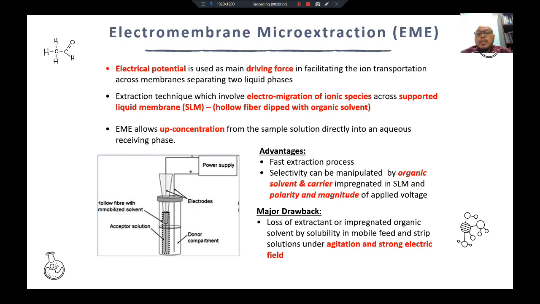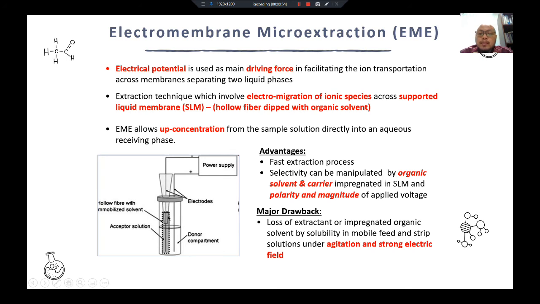The difference is that we connect an electrode and power supply to increase the speed of the extraction process. One of the advantages of EME is the fast extraction process. So here you apply, for example, if you want to extract a positively charged analyte, a cation, here you have the cathode. Cation loves cathode. Cathode is the negative electrode.